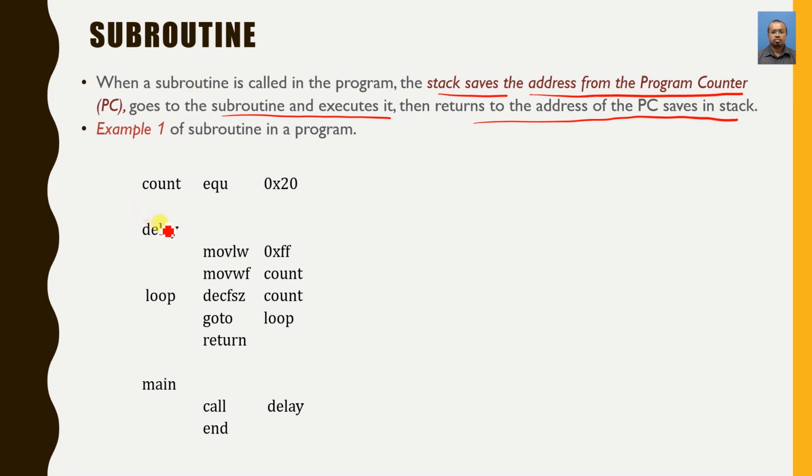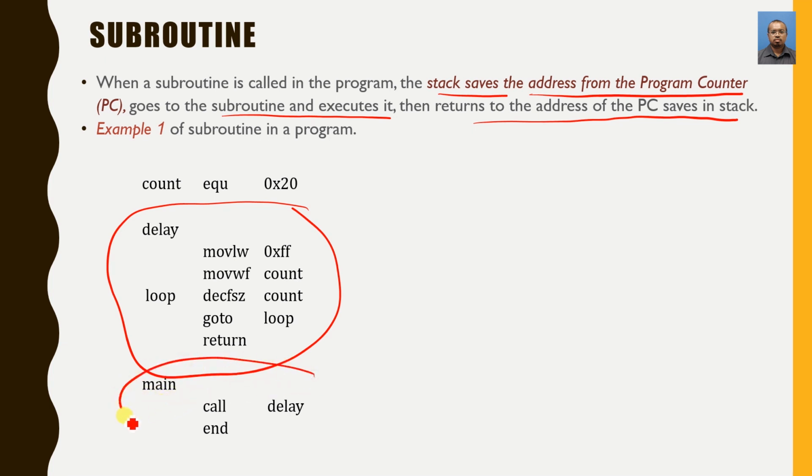This is another way of writing a subroutine. As you can see here is the subroutine, the delay subroutine. Then the main program is down here. You'll just call a delay program, and then return, and then we'll come back here.